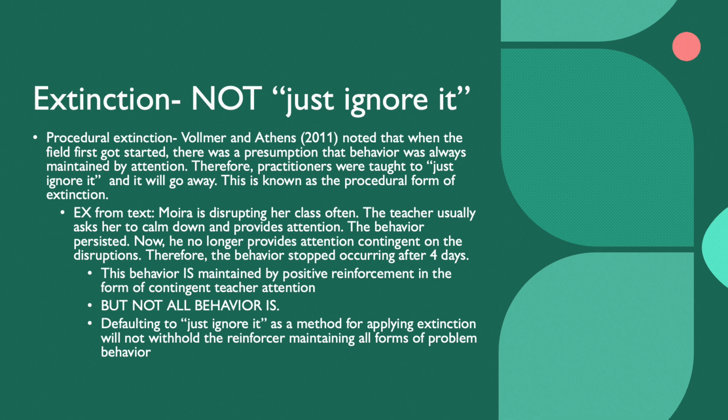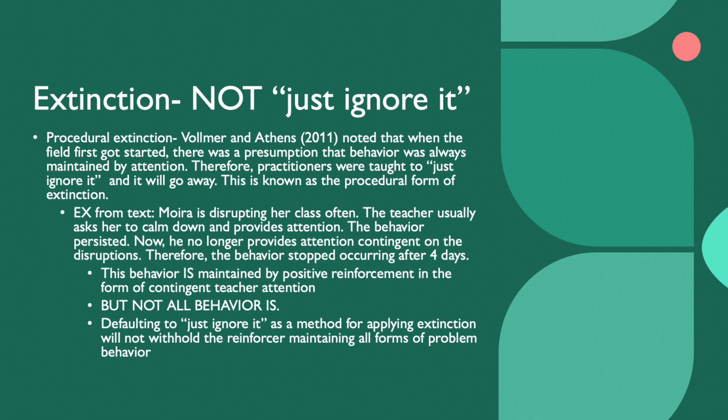The first one that's described in your textbook, they call it procedural extinction. And it's a form of extinction that was often applied in the field when we first got started. So I guess it was like a misconception of how extinction should be applied, or what extinction should look like. So Vollmer and Athens conducted a literature review in 2011, and they noted that when the field first got started, there was a presumption that behavior was always maintained by attention.